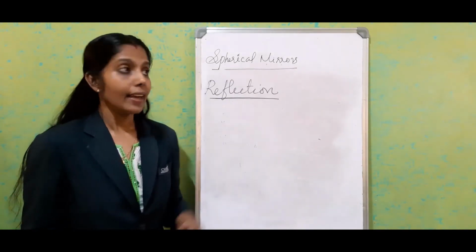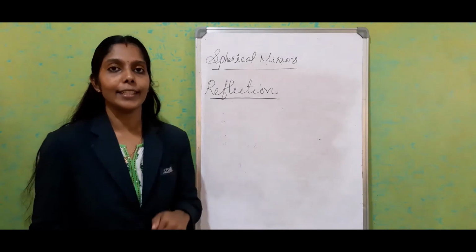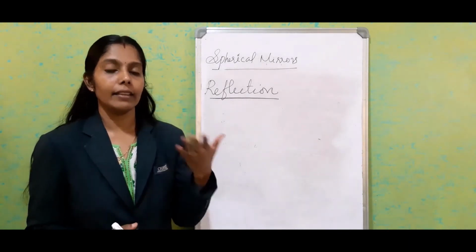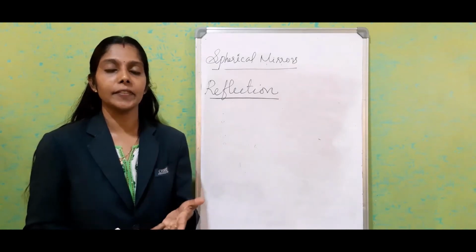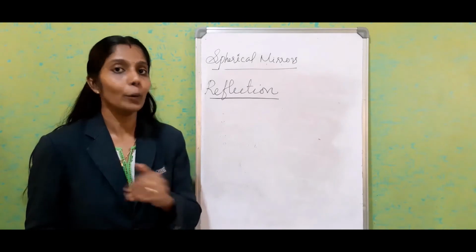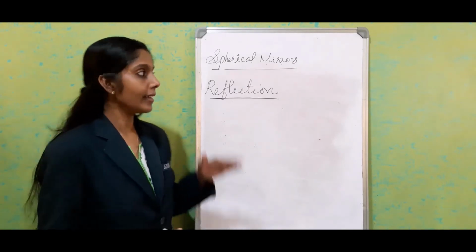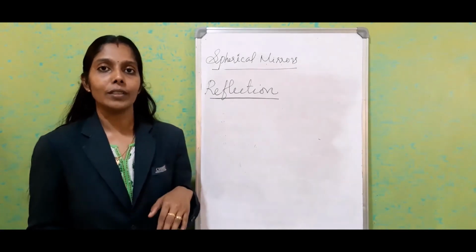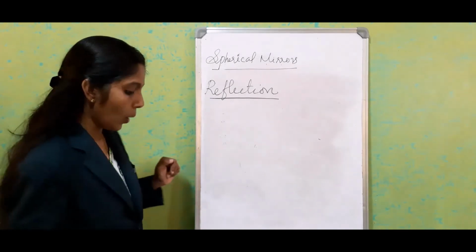Now we will see how reflection happens in the case of spherical mirrors. In plane mirrors we studied that when a ray strikes a plane surface, it returns to the same medium by following the laws of reflection. In the same way, a spherical surface also follows the laws of reflection. Let's see how it is.